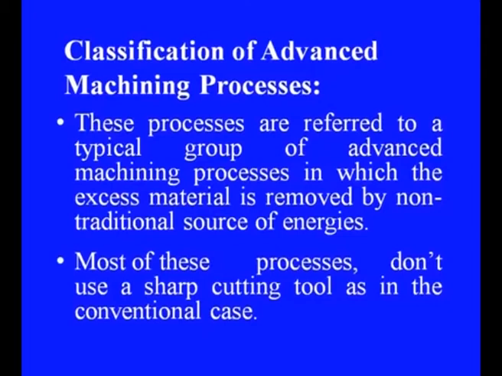Now, let us see how we classify these advanced machining processes. We have already seen the background based on which we have gone for the advanced machining processes. Now, how can these processes be classified? These processes refer to a typical group of advanced machining processes in which the excess material is removed by non-traditional sources of energy. These sources I have already mentioned. Most of these processes do not use a sharp cutting tool as in the conventional cases.